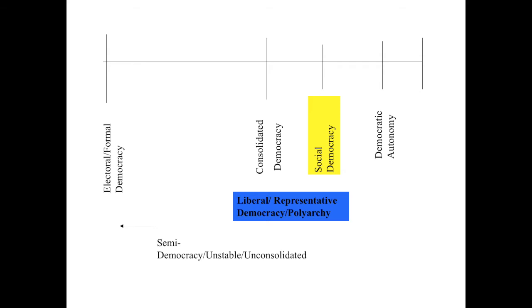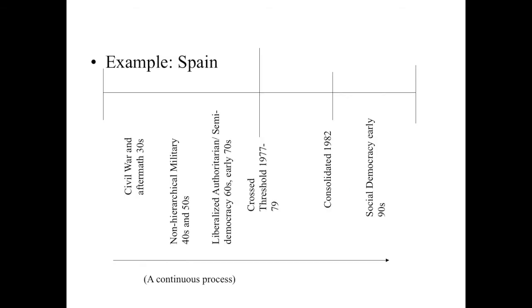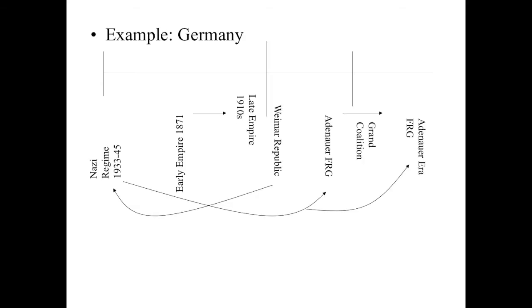Here's a list of some common types of democracies. States can progress. They can go from authoritarian to more democratic, and you can see the case of Spain going from more authoritarian to more democratic. The process by no means has to be linear. You can see that Germany does a lot of jumping around in this image.